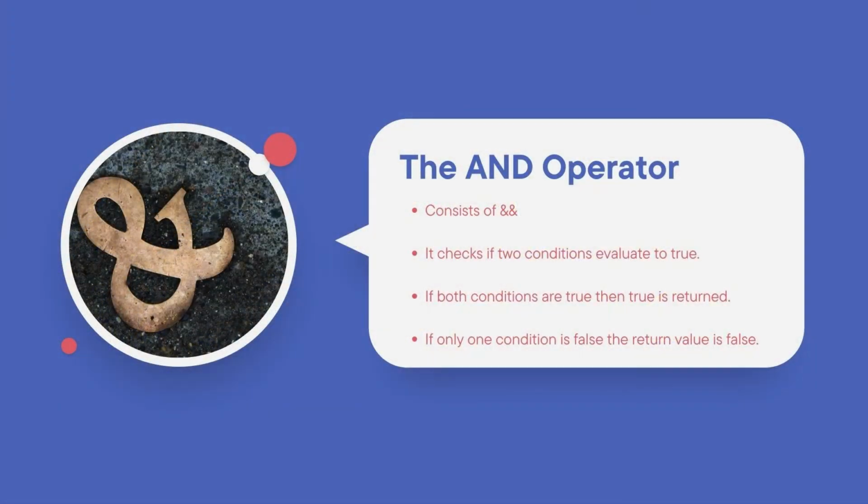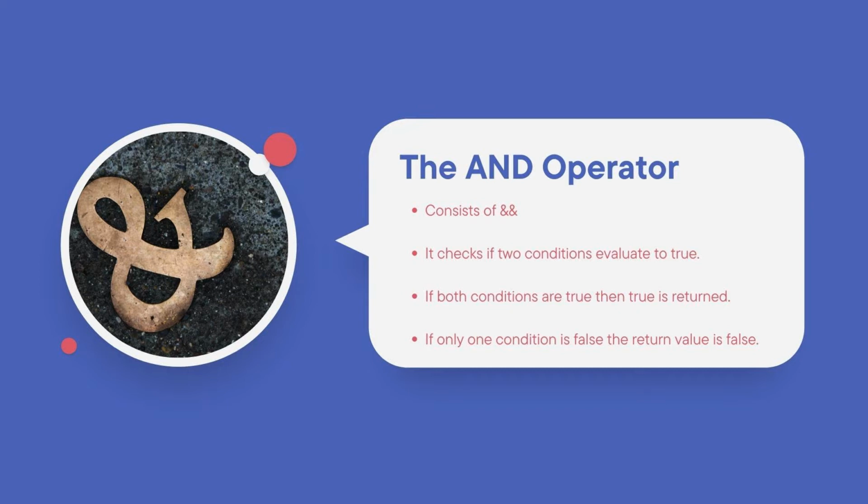We'll start by looking at the AND operator. The AND operator consists of two ampersand symbols, and it checks whether two conditions evaluate to true. To be clear, when we say a condition, this might be whether 2 is greater than 1. So going back to the stock example, checking whether the bananas we have in stock is greater than 0 is one condition, and then whether a customer is ordering less than or equal to 5 bananas is another condition.